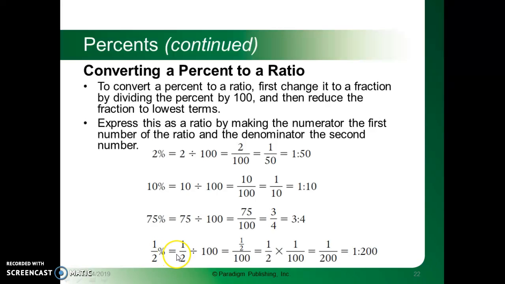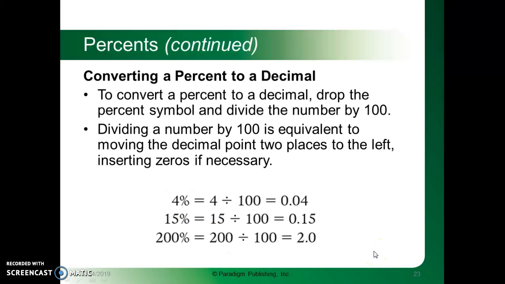1/2%. So you divide 1/2 by 100, it's 1/2 over 100. Same thing as doing the reciprocal. So the reciprocal of 100 would be 1/100. You would multiply, and you get 1/200, which is equal to 1 to 200.